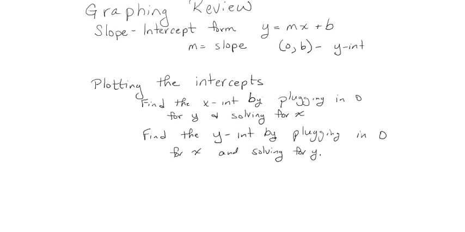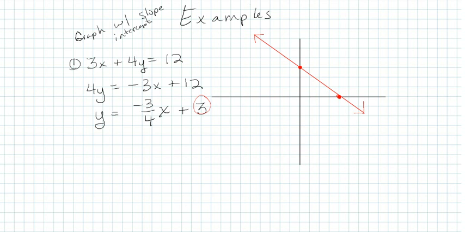The other way that you will be graphing is by plotting the intercepts. To graph by plotting the intercepts, you will need to find the x-intercept as well as the y-intercept. To find the x-intercept, you know that 0 is the value for y, so you plug 0 in for y and then solve for x. To find the y-intercept, you plug 0 in for x and then solve for y. Let's move on to a few examples.